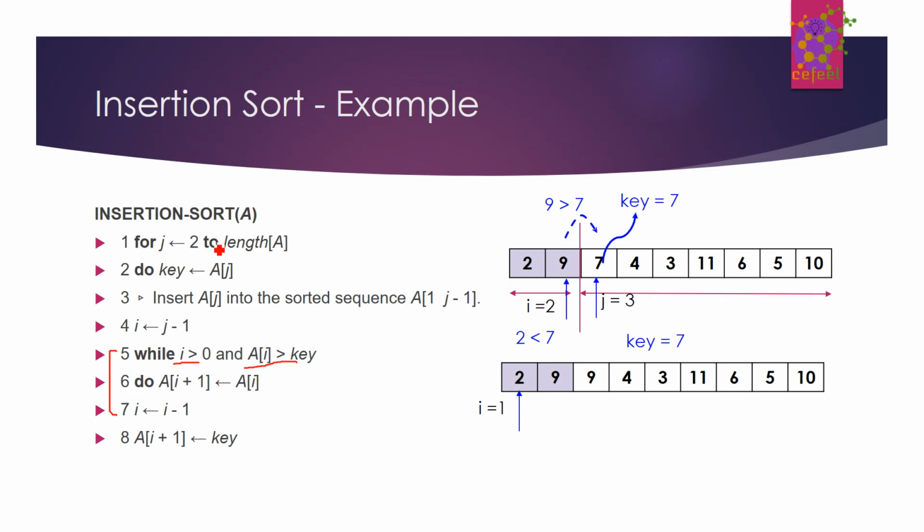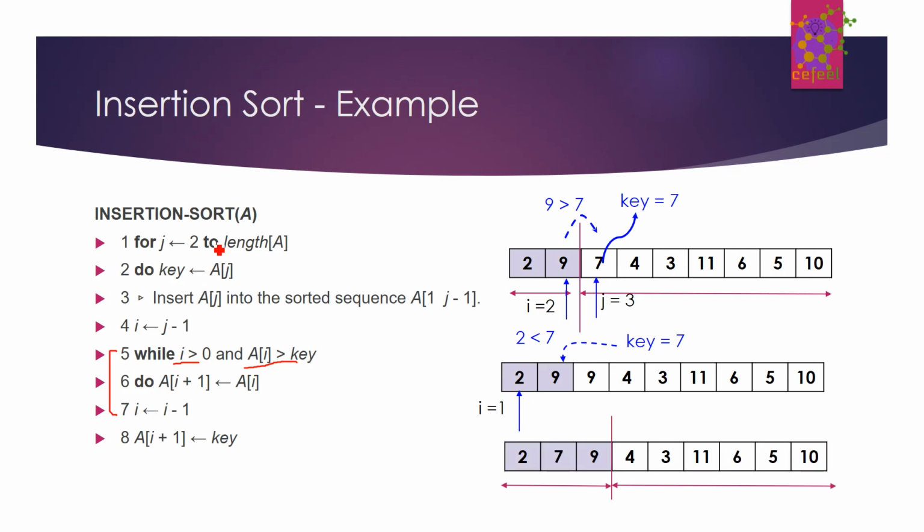So we don't need to move any more items, which means we break out of the while loop and we will go to step 8 and then replace a[i+1], which is the second item, and replace it with our key, which is 7. So this is the final array we have. We have 2 7 9 and then the rest of the items.